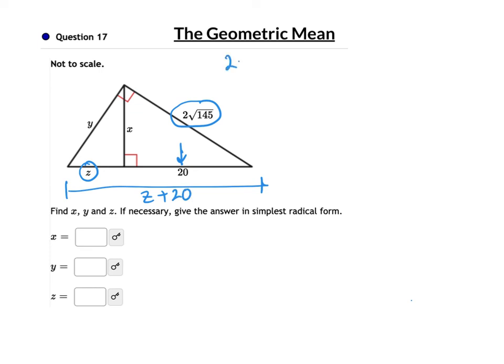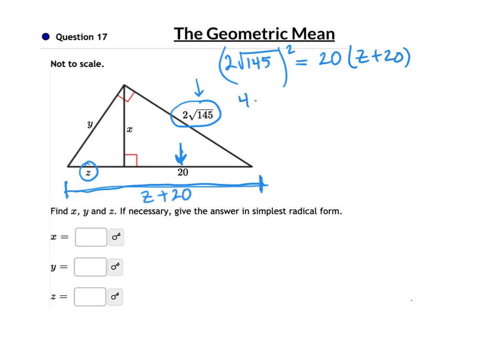Let's write that down. 2 root 145 squared equals the piece on its side, 20, times, now I'm going to need parentheses here, let's not use a dot, 20 times (z plus 20). The leg squared equals the piece on its side times the whole hypotenuse. This is going to be 4 times 145. Remember, 2 squared is 4, and when I square a square root, they cancel each other out.